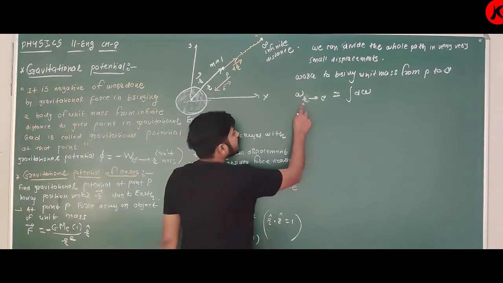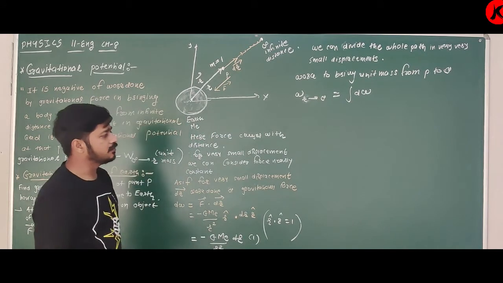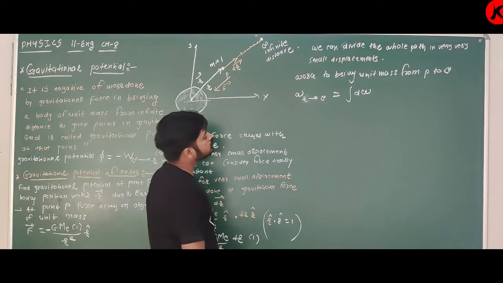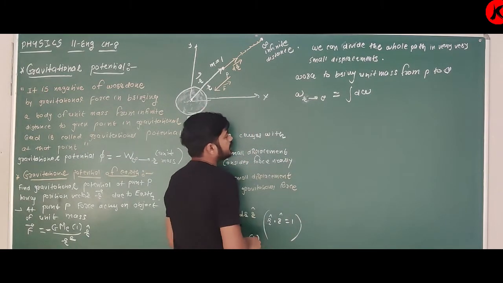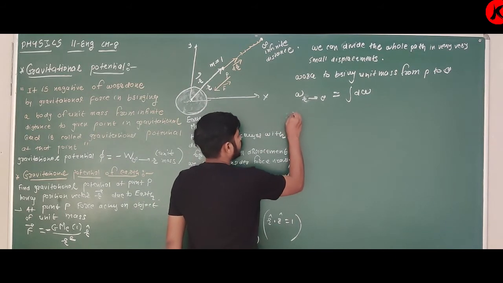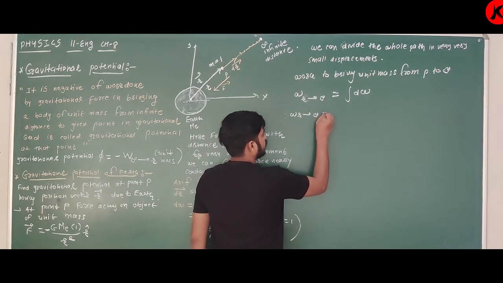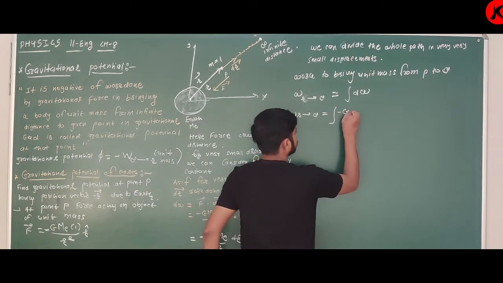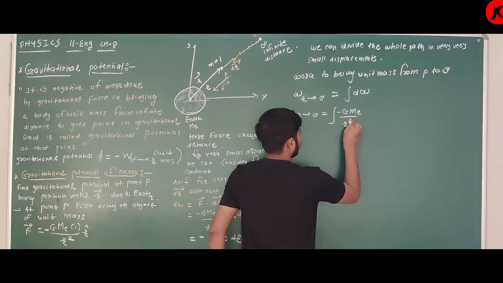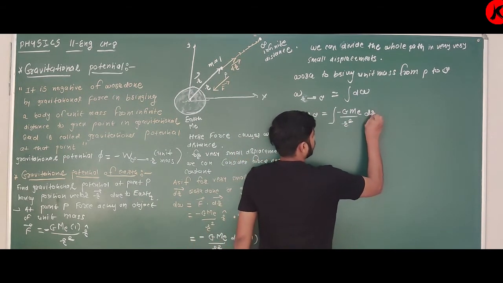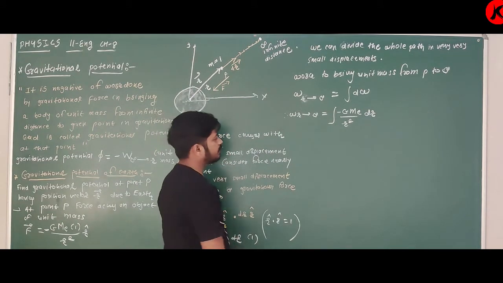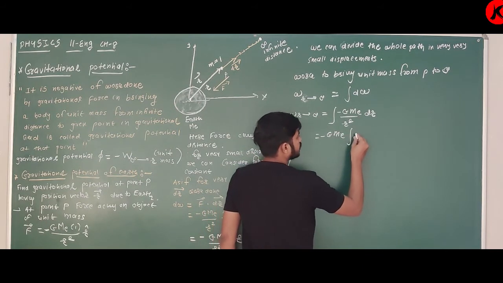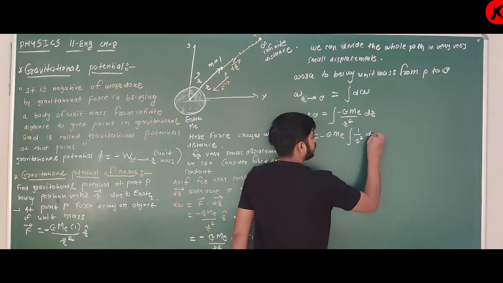So W R to infinite is equal to integration dW. Clear about this? Okay, so now how to write this? The integration dW, we have to write its value. W R to infinite is equal to integration dW. Here it is minus GME upon R square dr. GME is constant, so take it out of the integration. So minus GME constant, integration 1 upon R square dr.